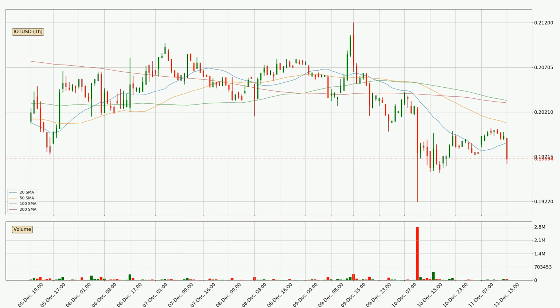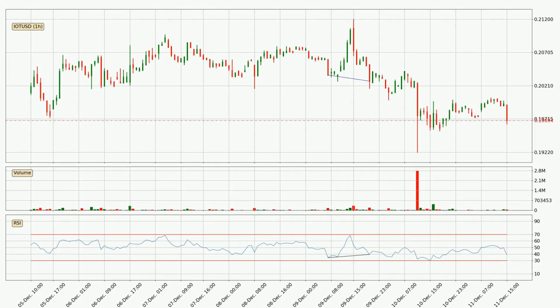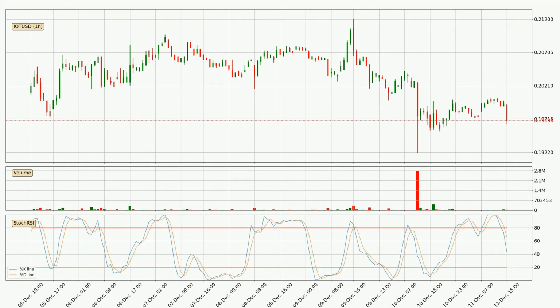Looking for divergence in the hourly timeframe, there was a bullish divergence, but the price went to the downside, which was actually not expected. Jumping to the hourly stochastic RSI, the stochastic RSI currently shows no overbought or oversold conditions, but the %K line is below the %D line, which means the current trend is on the downside.